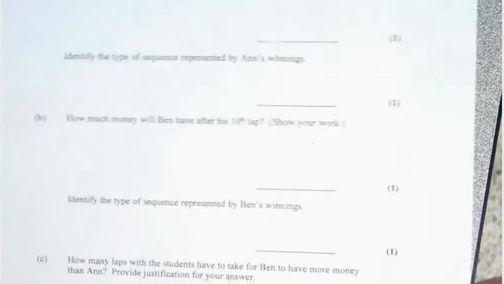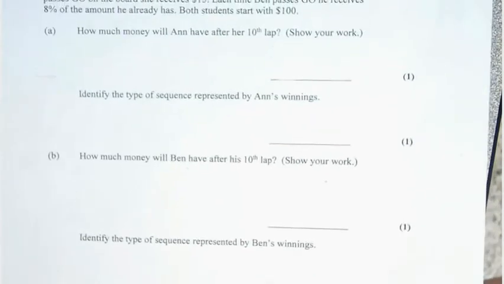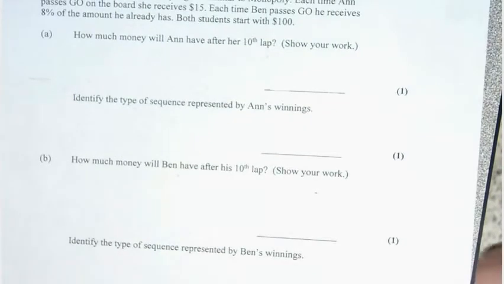And don't forget, you can obviously pause to take a minute to write stuff down. Okay. So number 5 says 2 students, Anne and Ben, play a game similar to Monopoly. I hate Monopoly. Each time Anne passes go on the board, she receives $15. Each time Ben passes go, he receives 8% of the amount he already has. Both students start with $100.